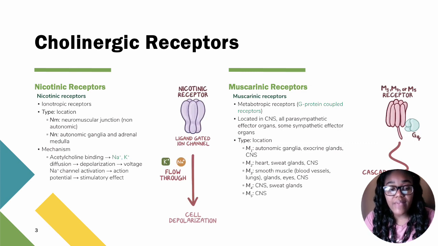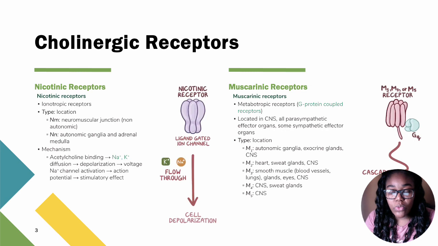So we have acetylcholine that binds, and we have the diffusion of sodium and potassium, which results in the depolarization of the heart, which results in the voltage sodium channel activation, which ends up stimulating our action potential, which is a stimulatory effect. So when we have our nicotinic receptors, we do have eventual cell depolarization.